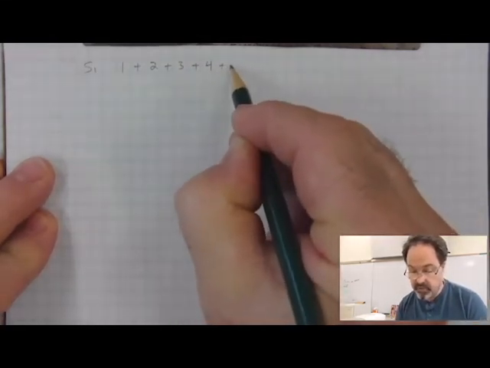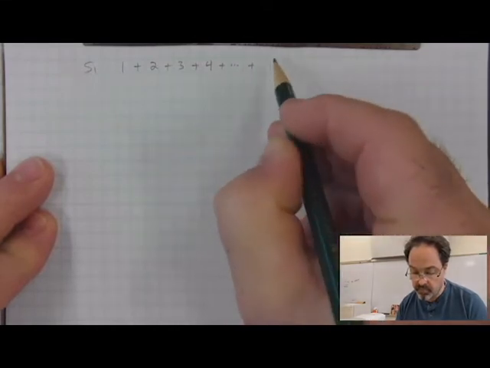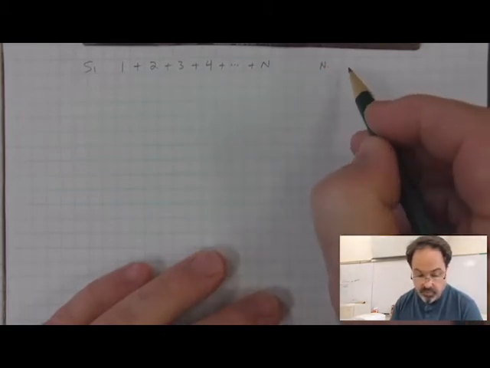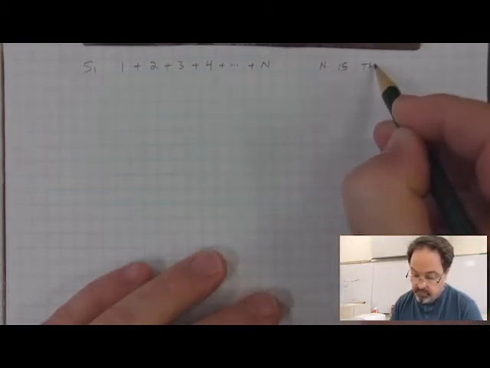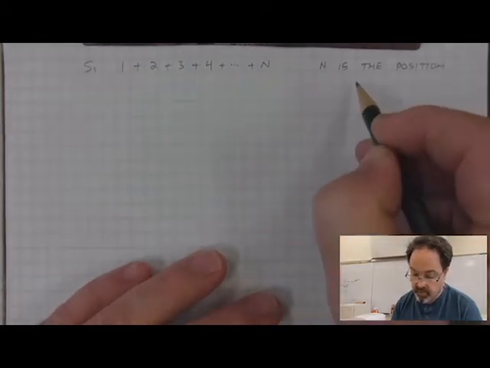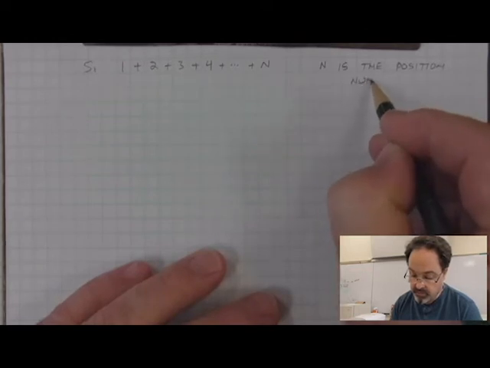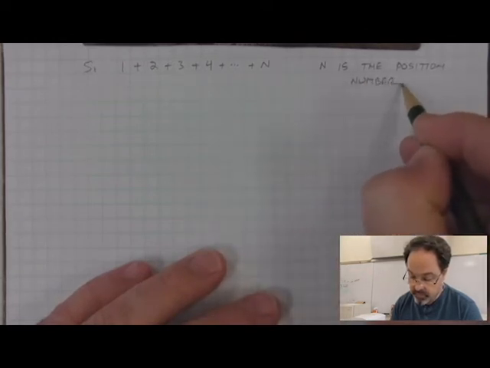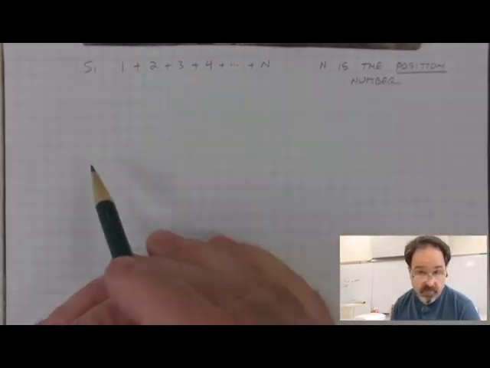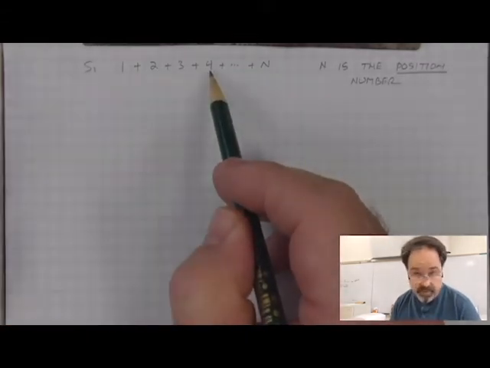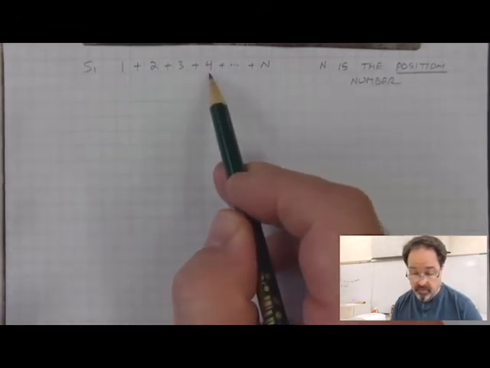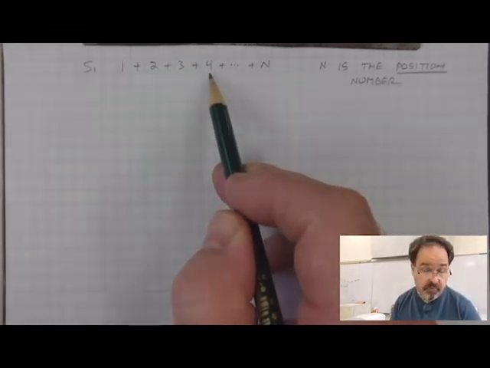And we can generalize finding the value of any of these terms with the expression n. In general, we use n to designate the position number of a term in a sequence or series. And this sequence of numbers is so simple that the value at any position is the position number. This 4 is a value of 4, and its position is also 4.